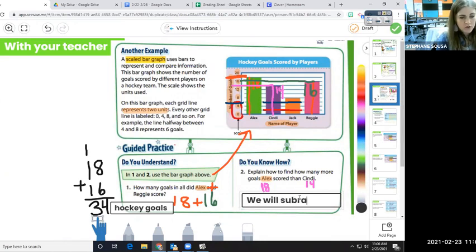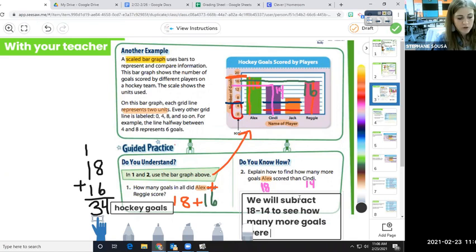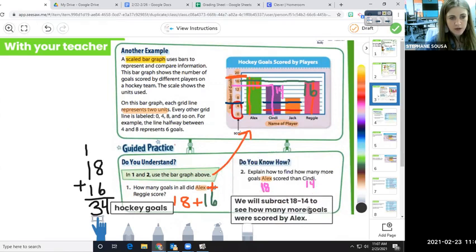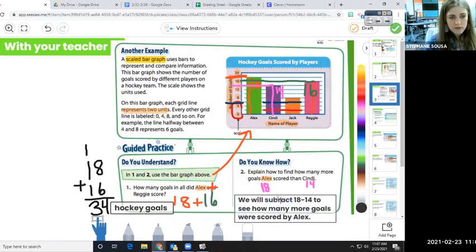We will subtract 18 minus 14 to see how many more goals were scored by Alex. I'm going to make that a little bit smaller so we can see it, and I will also place that in the chat for you in case you get behind. So we will subtract 18 minus 14 to see how many more goals were scored by Alex.